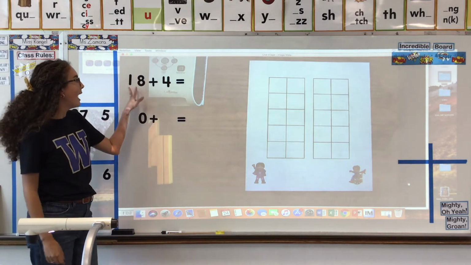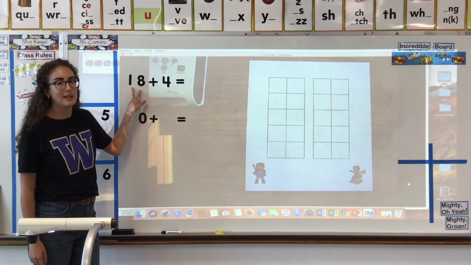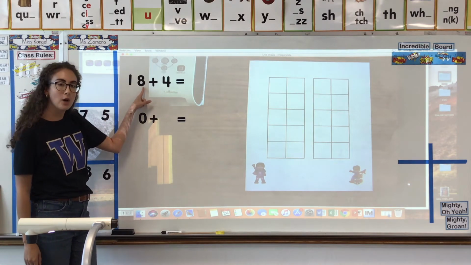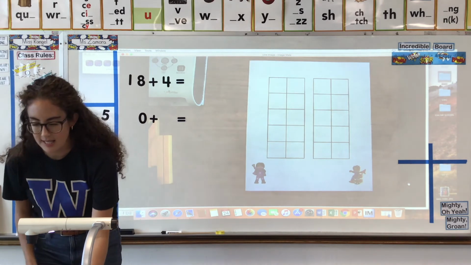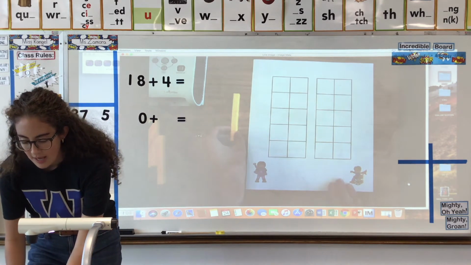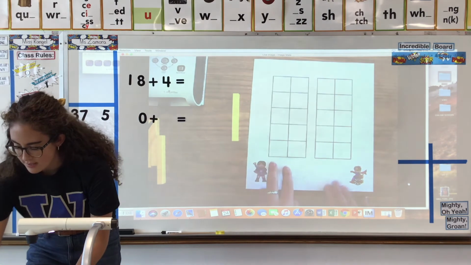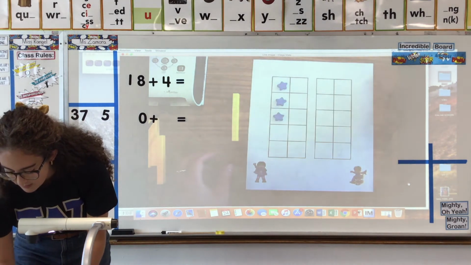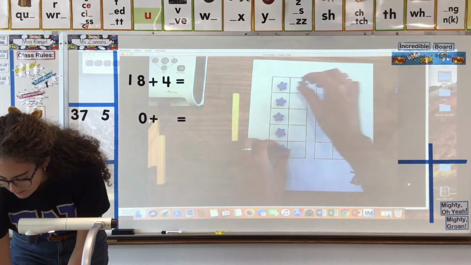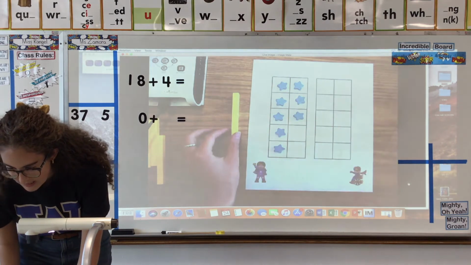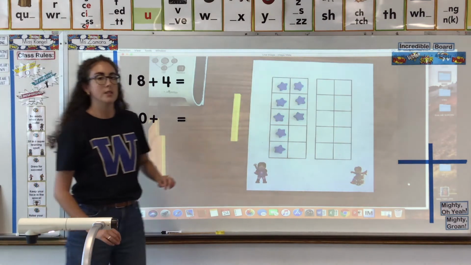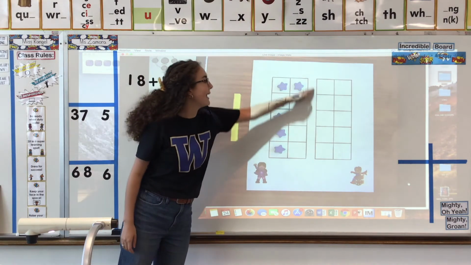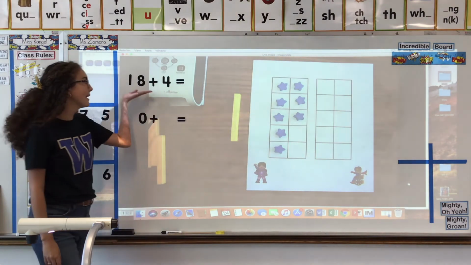So first off, I need you to show me 18. Can you pick out one 10 and show 8 ones? Let's see. So I have my 1 10, and then I'm just going to show 8 ones on that first 10 frame. Okay. Do we all see that? You should have the same thing. We have 1 10 and 8 ones. That's 18.